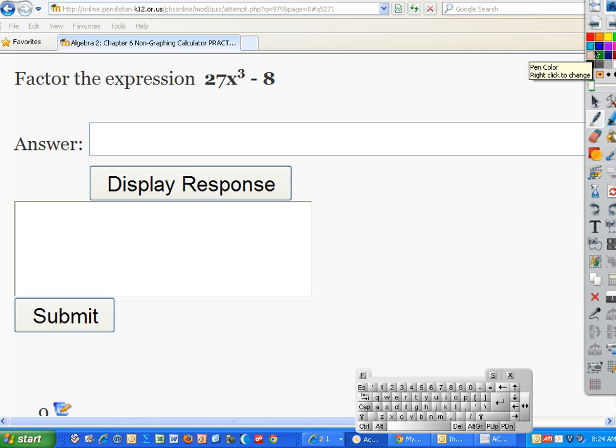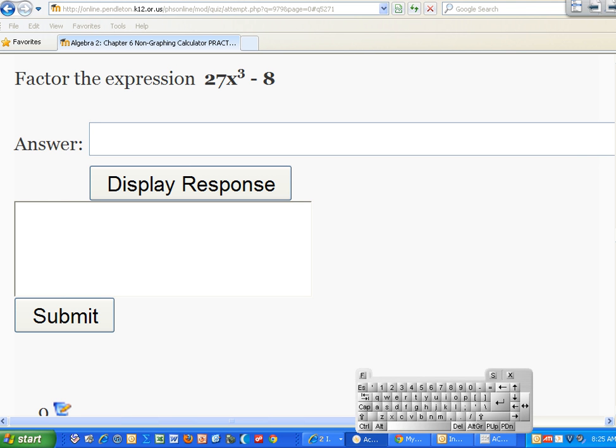Difference of cubes. We've got two terms, so it's got to be a sum or difference pattern, right? And it's a difference, and it looks like I've got an x cubed, so it's got to be a difference of cubes. Okay, so let's remind ourselves, maybe real quick, on this one.